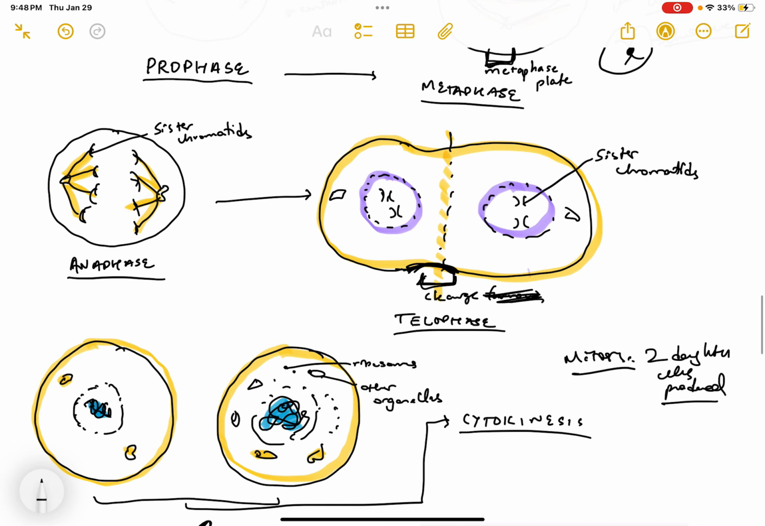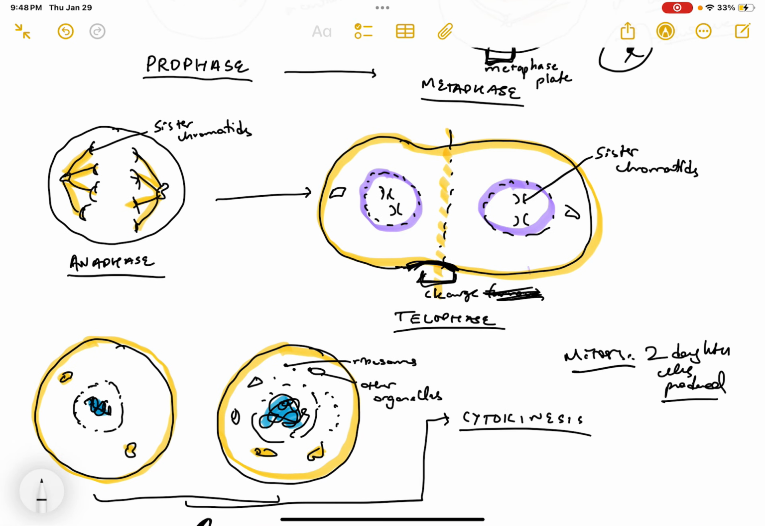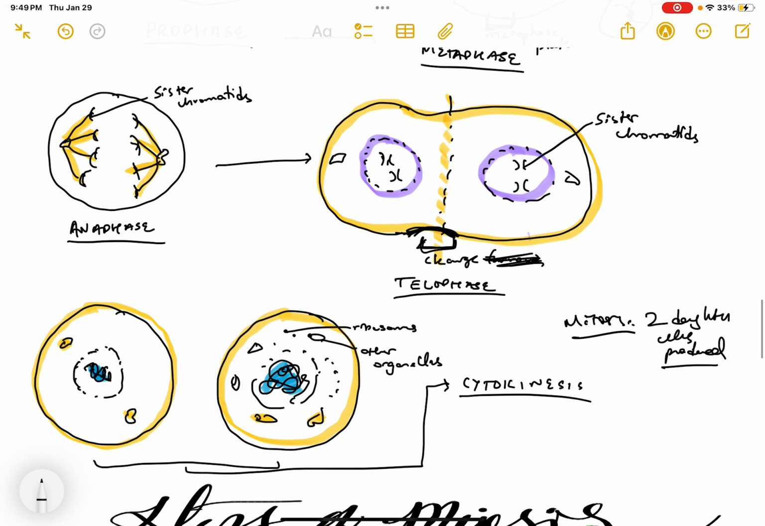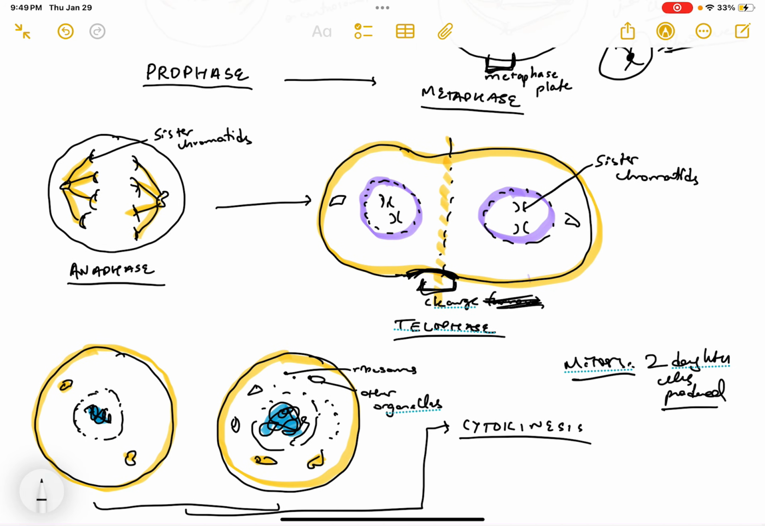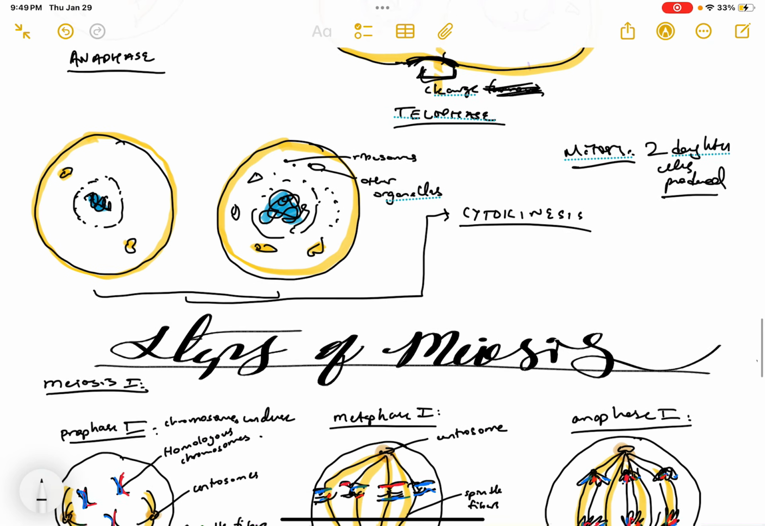And this is a really important factor that differentiates mitosis from meiosis, because mitosis produces 2 daughter cells, while meiosis produces 4 daughter cells as a result. So now that we've done an explanation of mitosis, let's explore meiosis.